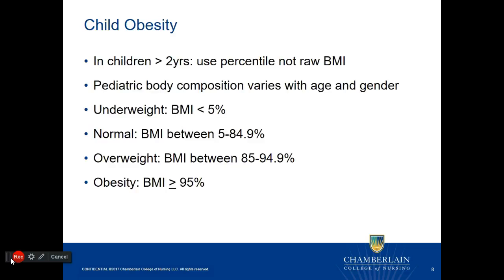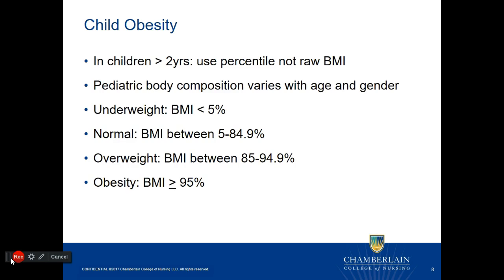In children and adolescents over the age of 2, the BMI is determined according to age and gender at birth, using a percentile rather than raw BMI scoring. BMI charts, standardized by the CDC, are used when caring for children.